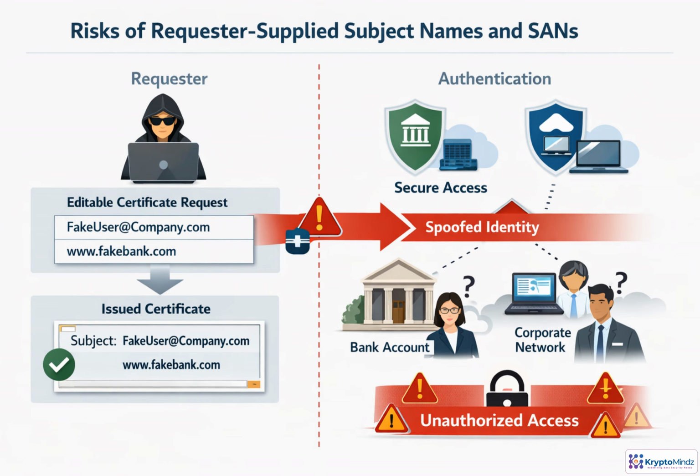When a template lets users type any subject name or SAN, and that certificate can be used for authentication, you're effectively letting them choose who they want to be. A malicious requester can enter someone else's UPN or a sensitive DNS name, get a valid certificate, and log on as that identity. To stay safe, build subjects from directory attributes wherever possible, or require strong approvals and tight operational controls before issuing certificates with user-supplied identity fields.